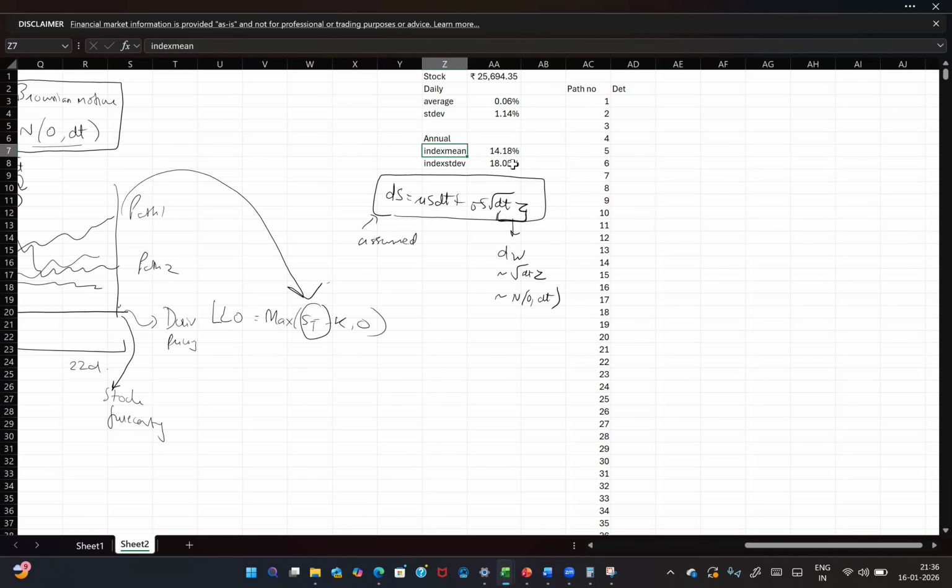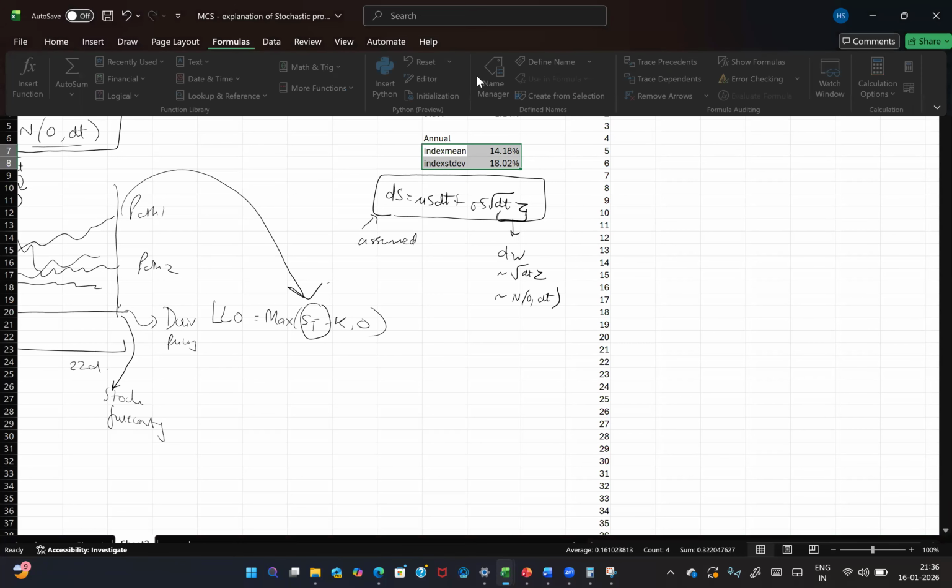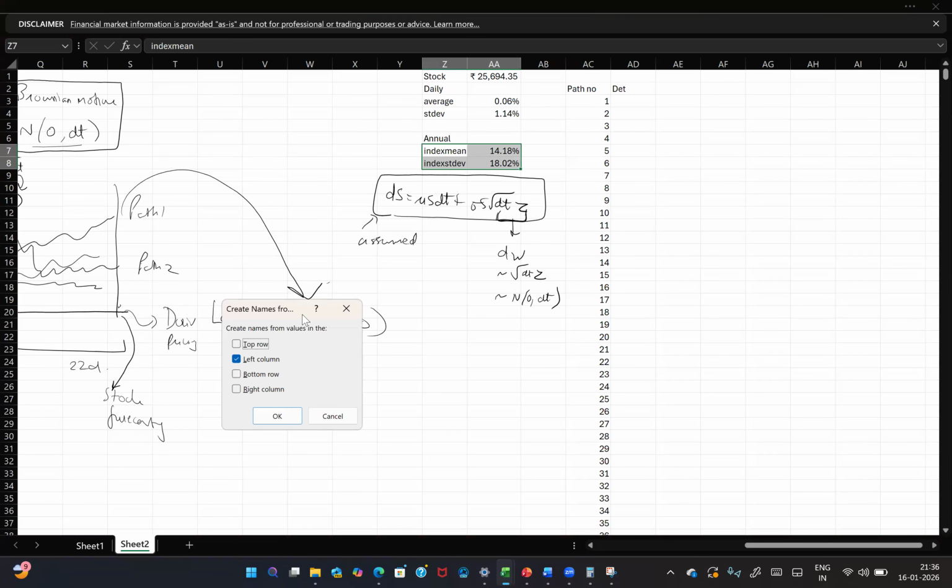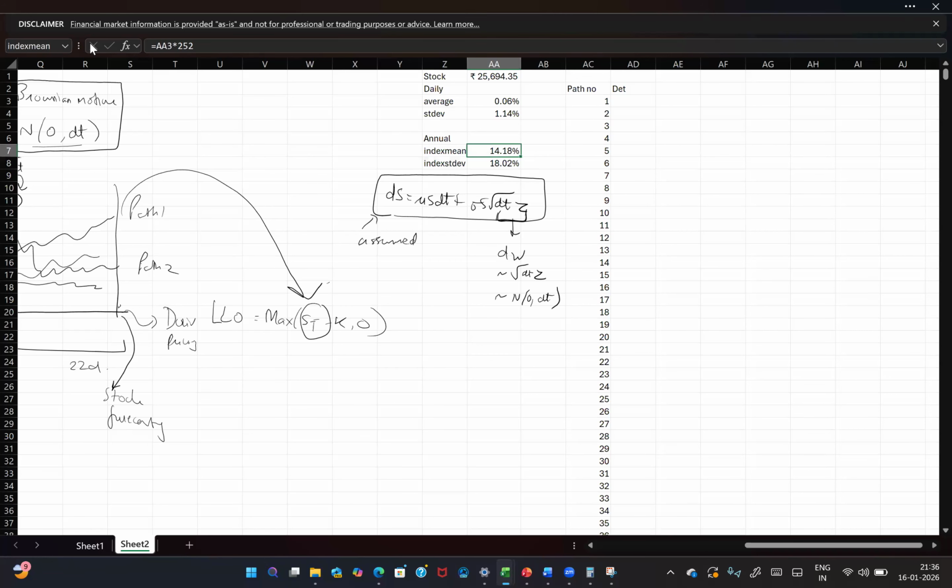So how to give names to a variety of assumptions? Select on the left, you should write the name. On the right, you should have the value. Select the names and the values, go to formulas, create from selection, and then check on left column. So essentially on your left are the names, on the right are the values. Press OK. And if I click on this, it is given a name called index mean. So if I want to reference the annualized mean, I can type index mean. So it acts like a name pointer.